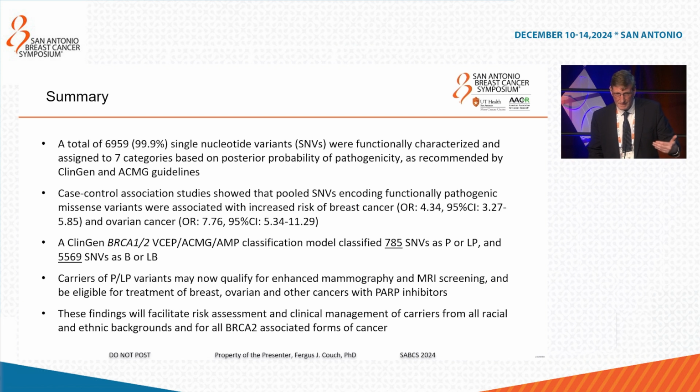The other point I want to make is that because this is a functional assay, the result applies to populations around the world. If a variant is pathogenic, it's pathogenic in Blacks, Whites, Asians, Hispanics. It doesn't matter where you're from, it's going to have the same effect. The risks may be slightly different between those populations because the risks in each of those populations move around a little bit. For instance, in African Americans, there's more triple negative disease, so we see maybe a higher risk for BRCA2 and BRCA1. But the take-home message is that all these variants apply to all populations.